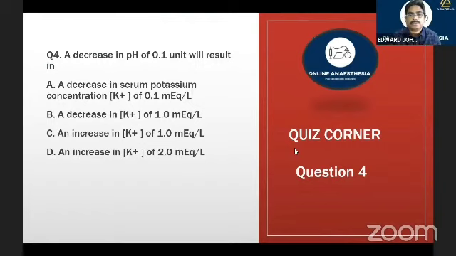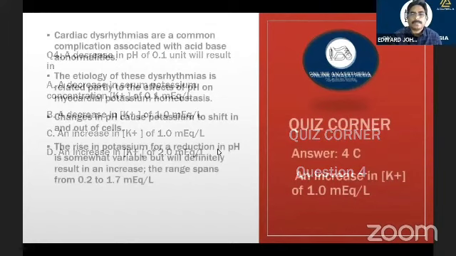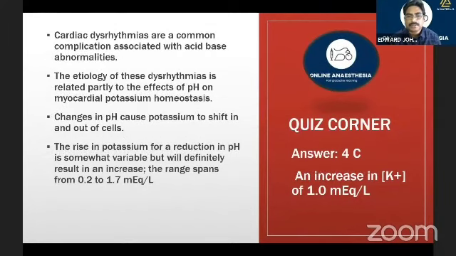So your answer is correct. It increased the potassium by up to 1 milliequivalent. Cardiac arrhythmias are commonly associated with acid-base abnormalities. The etiology of the dysrhythmia is related to the acidosis that affects the pH in the myocardial potassium homeostasis. A change in pH causes potassium to either shift into the cell or out of the cell. That's why we are in hyperkalemia.